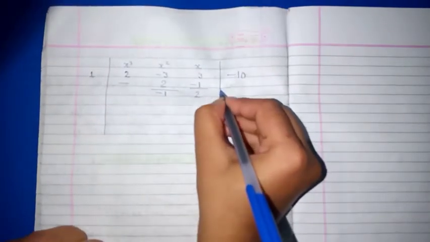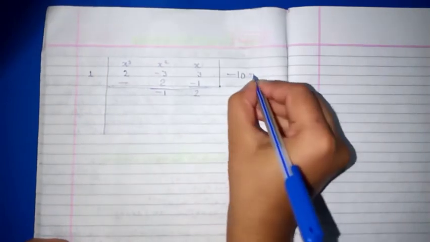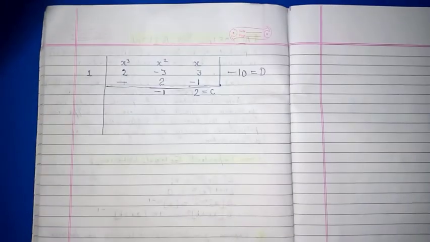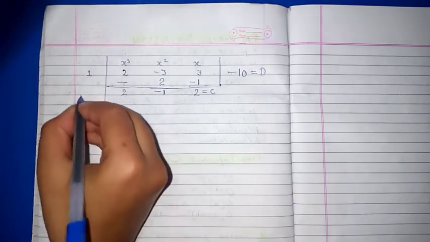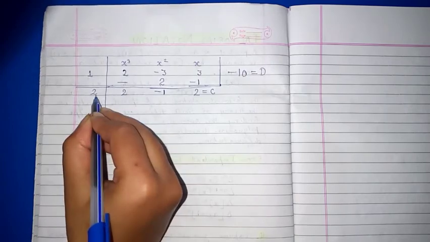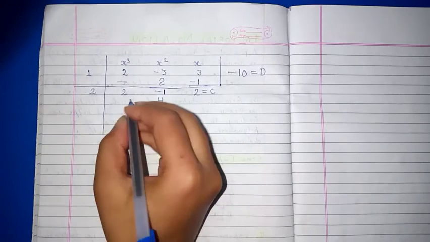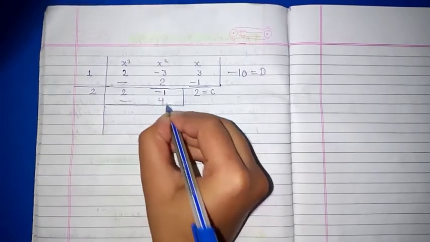Now what you have to do? You have to do it like this. This is what is known as synthetic division. This one is known as D and this one is known as C. Now here nothing is there, 2 minus 0 means 2. Here we will write 2. Now 2 twos are 4, so here we will write 4, and here we will write a dash. Like this it will come.